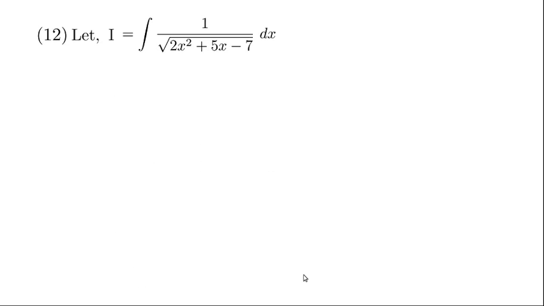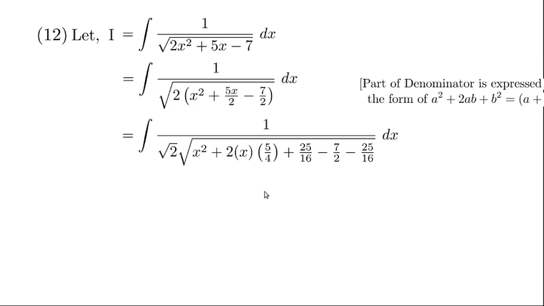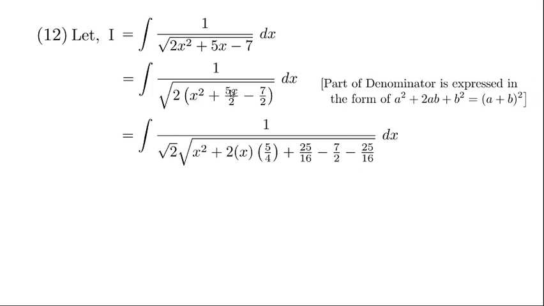Now this time, integration of 1 upon root of 2x square plus 5x minus 7. So 2 is not a perfect square, we take it out. So it becomes x square plus 5x by 2 minus 7 by 2, and the 2 goes outside the integration. And again we adjust, rather we can say complete the square. So it was 5 by 2 x, which is written as 2 into x into 5 by 4, because the coefficient of x was not even, so we made it by multiplying and dividing by 2. So this becomes b. Square of b is 25 by 16, added and subtracted.